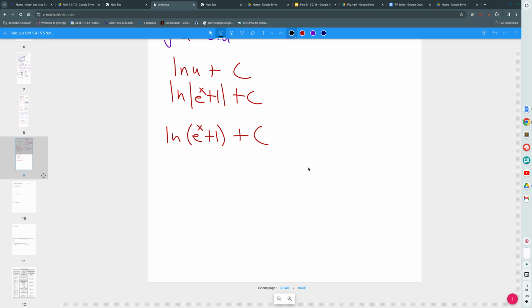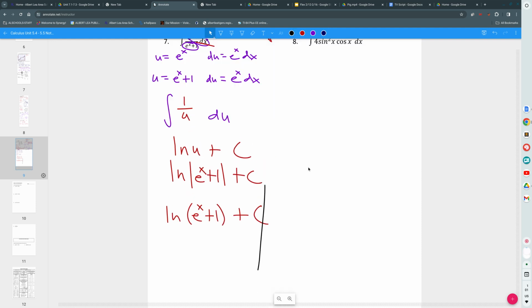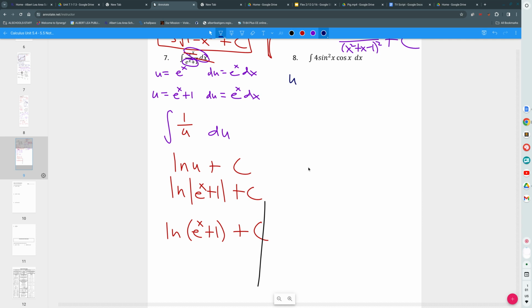We have our last example. Talk with the person next to you. Decide what u should be. What should u be? u equals what? Go. Talk. Five, four, three, two, one.